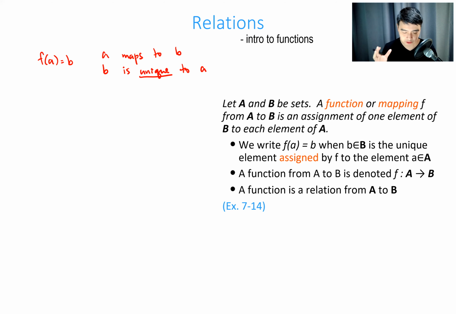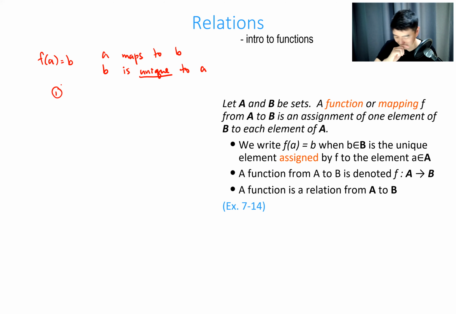So again, I just want to remind you that uniqueness has two parts to it. Number one, at least one. At least one is part of uniqueness, but also at most one. So for every A, there's at least one B, and for all A, there must be at most one B. That is the official definition of a function. So let's try to write that out.